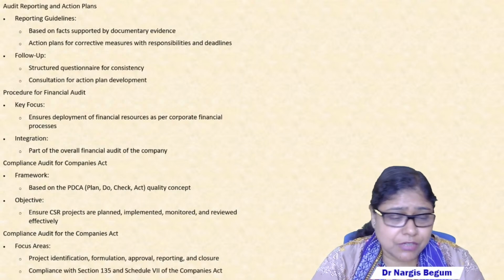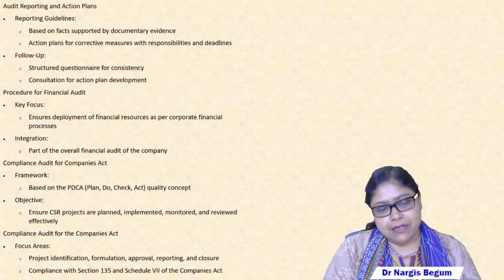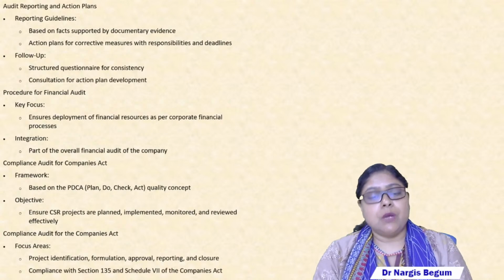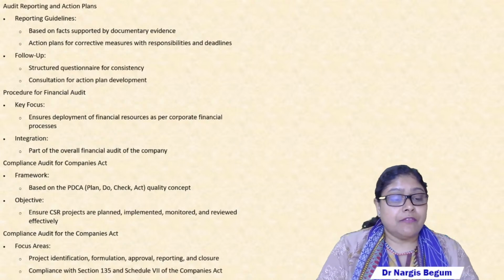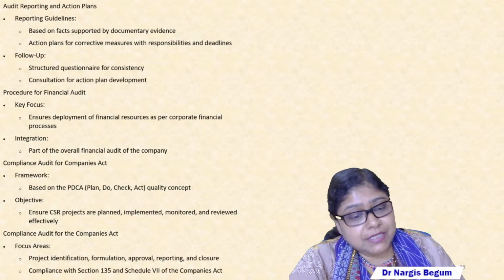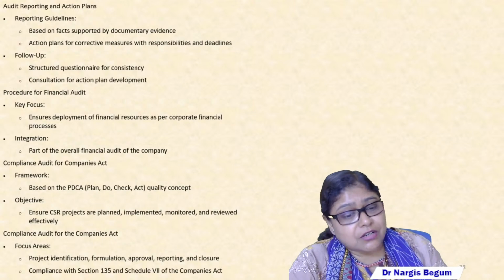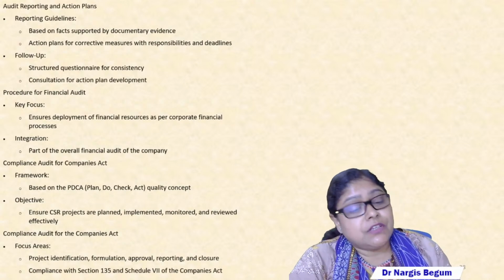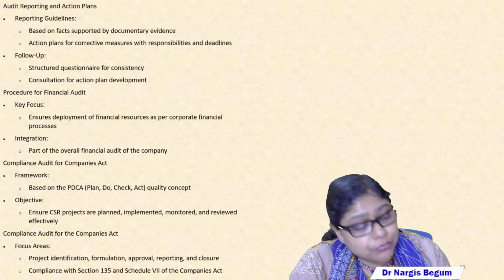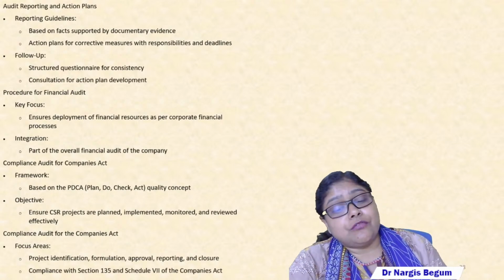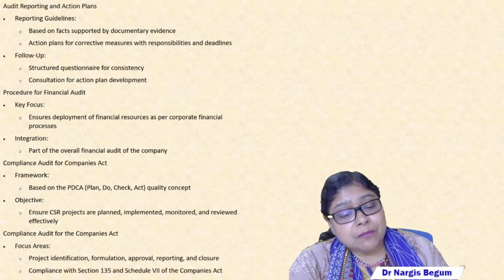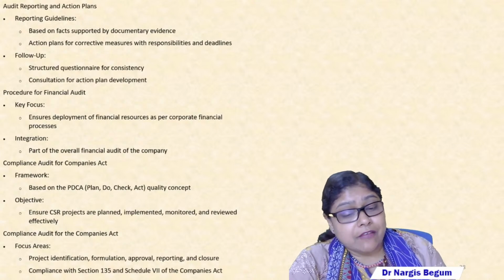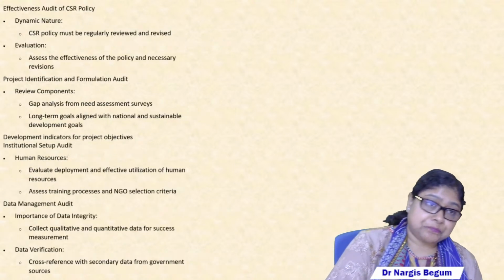What is its objective? To ensure that the projects are planned, implemented, monitored, and also reviewed effectively. When we are talking about the compliance audit for the Companies Act, the focus area is that we need to identify the project, formulate the project, go for approval of the project, go for reporting, and then finally closure. So it is the compliance with Section 135 and Schedule 7 of the Companies Act.